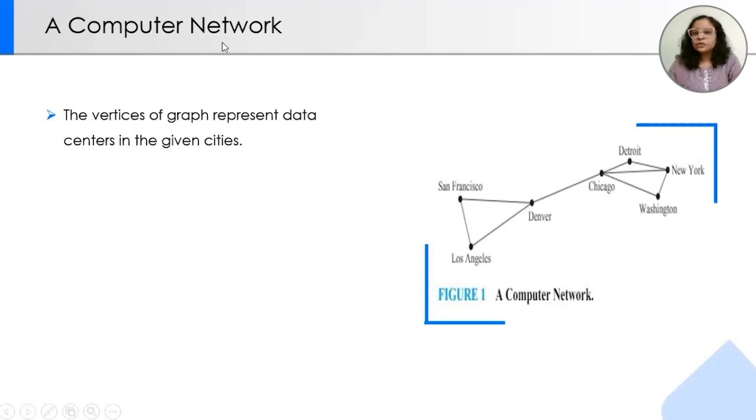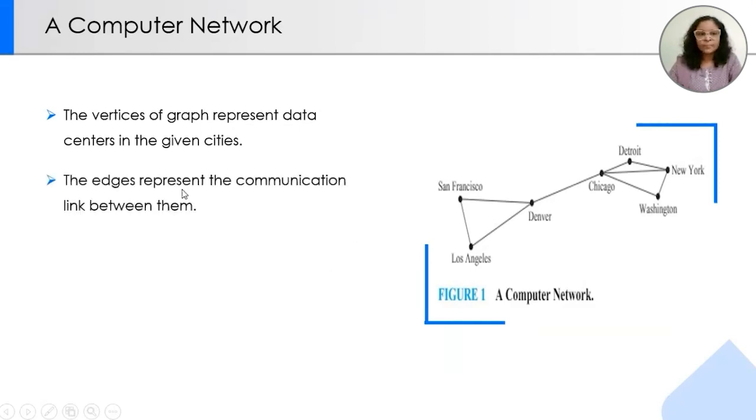It's an example of a computer network. In the example, you can see that there are certain cities like San Francisco, Los Angeles, Denver, Chicago, Detroit, New York, and Washington. The vertices are representing some cities and the edges are representing communication networks. The vertices of graph represent data centers in a given city. So these vertices are representing data centers in these particular cities. And the edges represent the communication link between them, that how San Francisco is connected to Denver and how Denver is connected to Chicago, how Chicago is connected to Detroit, New York, and Washington.